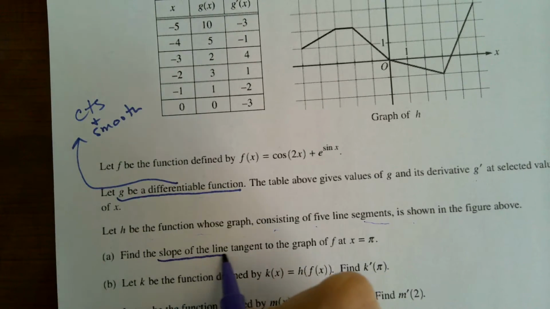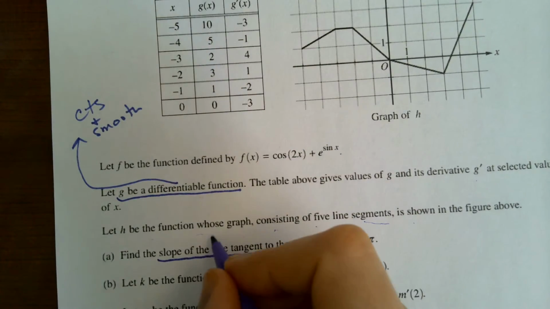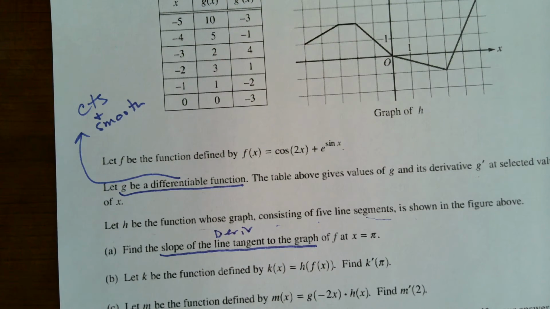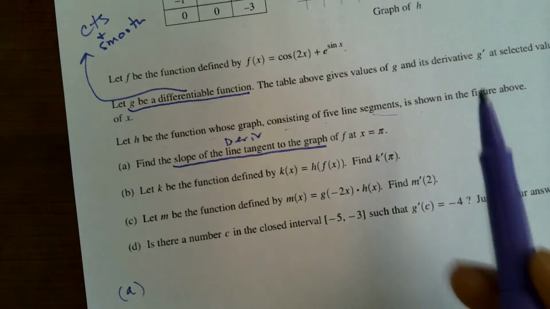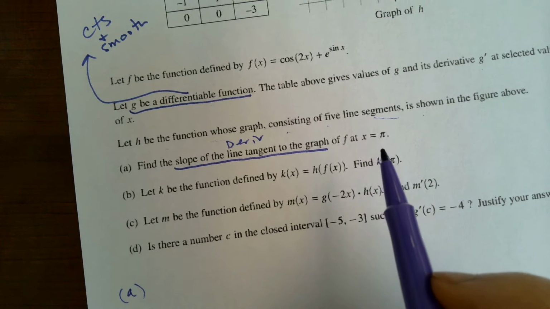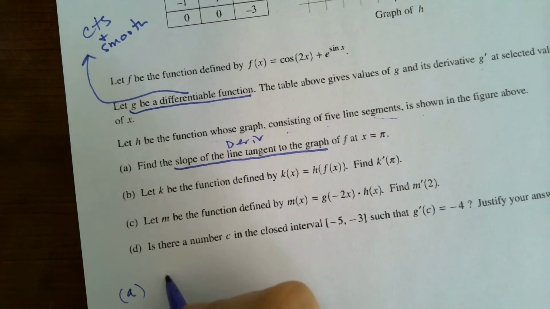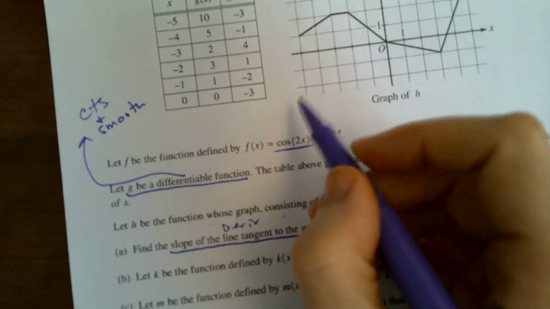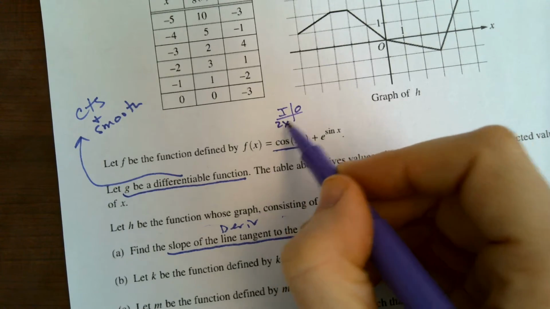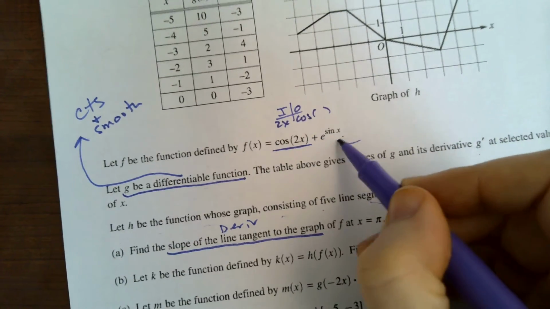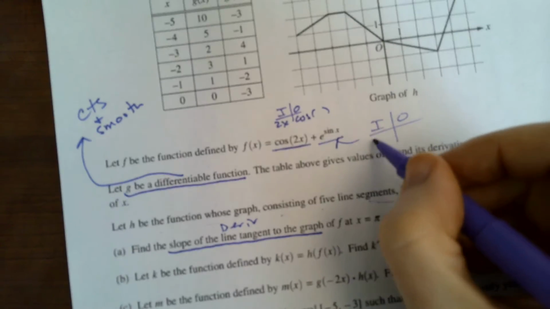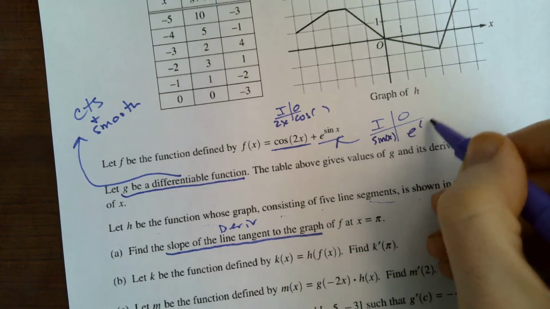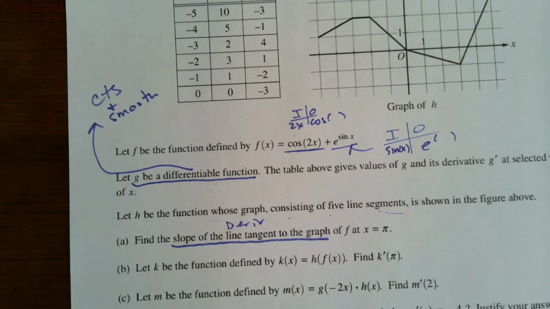Okay, so slope of the line tangent to the graph, guys, that's the derivative. All right, slope of the line tangent to the graph. So we're asked to find the derivative. So for part A, I'm gonna need to do chain rule twice. All right, on this one, so inside is 2x, outside is cosine of blank. And then on that one, the inside is sine of x, and the outside is e to the blank.